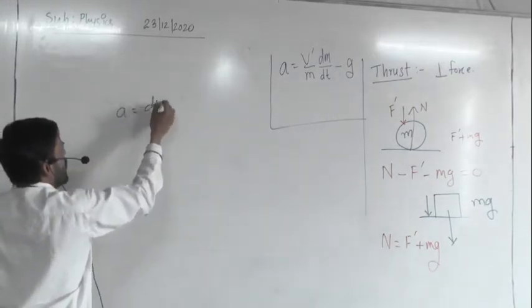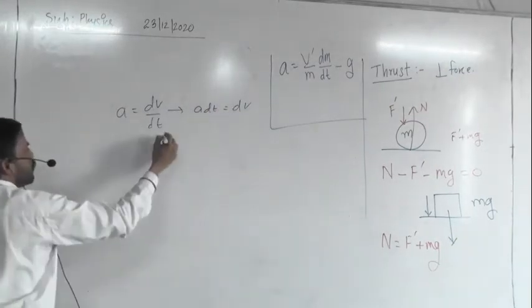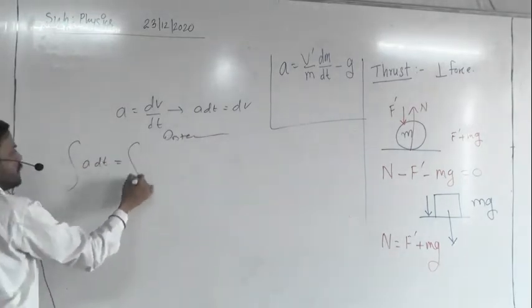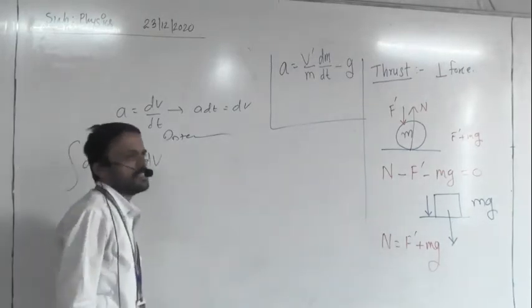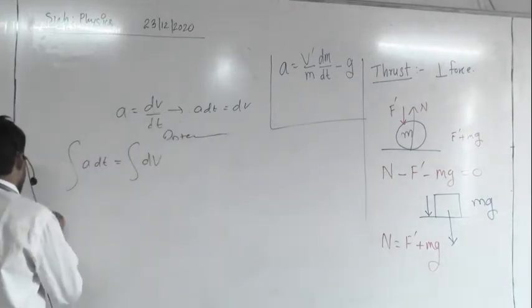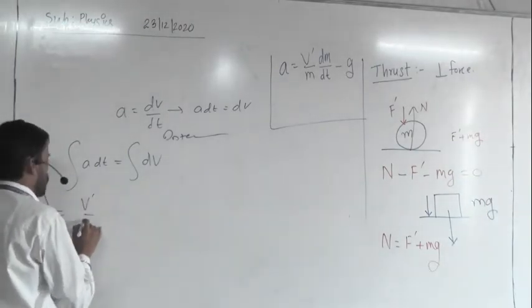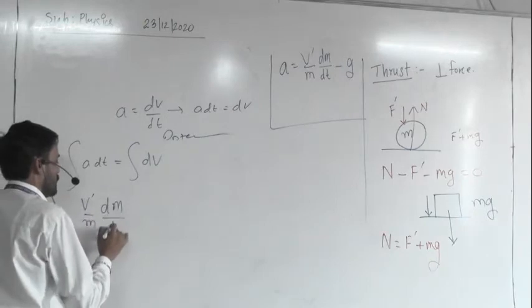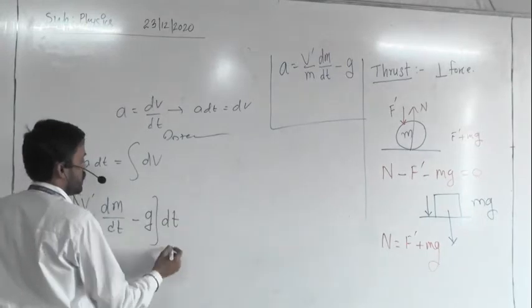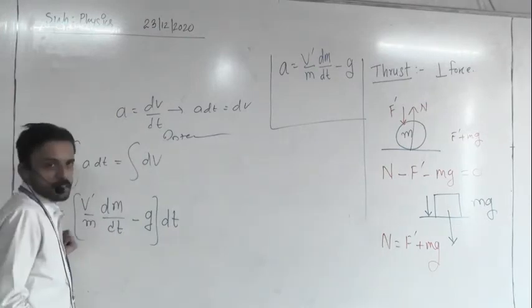A is equal to dv by dt implies a dt is equal to dv. Integrating both sides, integration a dt is equal to integration dv. Integration of dv is v, the instantaneous velocity. So on this side it will be v, and integration of a is v dash upon m, dm by dt minus g, dt.